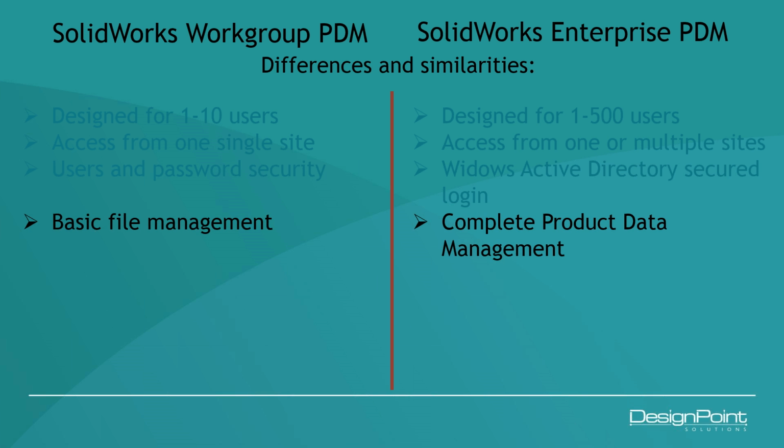Workgroup has a basic file management system. So basically it is just a simple check-in, check-out. EPDM, on the other side, has a complete product data management. So you can check in bills of materials, inspection sheets, any file basically that you can create on your machine, on your computer, you can add it, manage it, and save it in EPDM. Additionally, workflows can be customized to specific file types, and we're going to talk about that in a little bit.